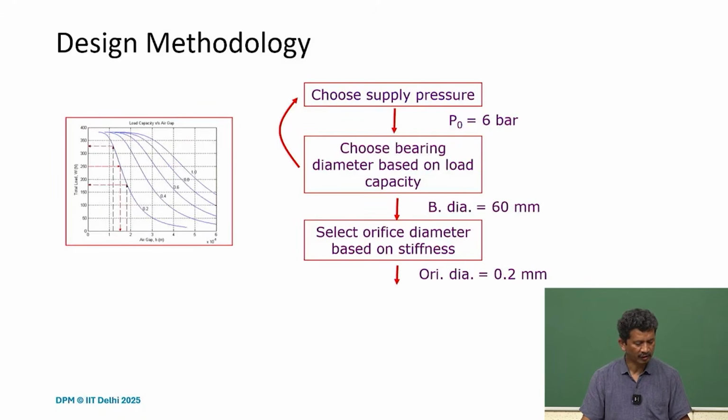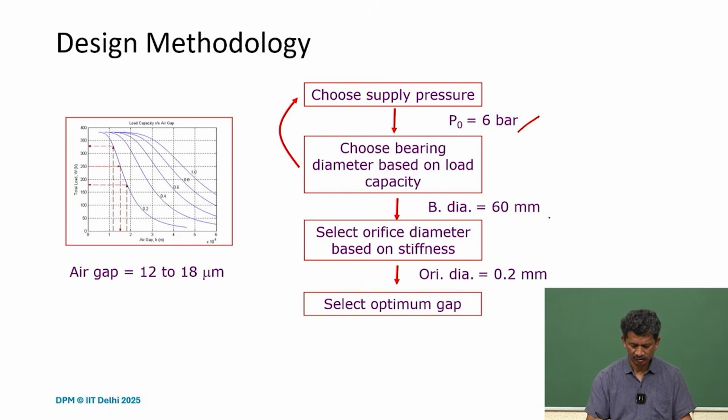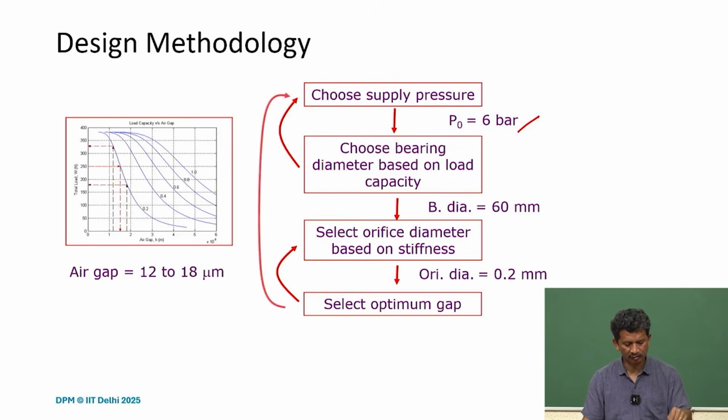Moving on, once we check for these given parameters, so supply pressure, bearing diameter, and the orifice diameter, and we look at the total load capacity versus air gap, what we realize is that the optimum air gap is from 12 to 18 micron. And okay, if it's not suitable, we can always iterate, and if not, then we can also change the supply pressure.